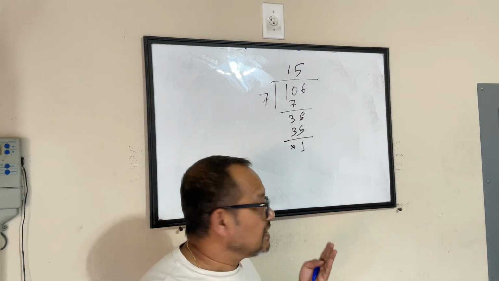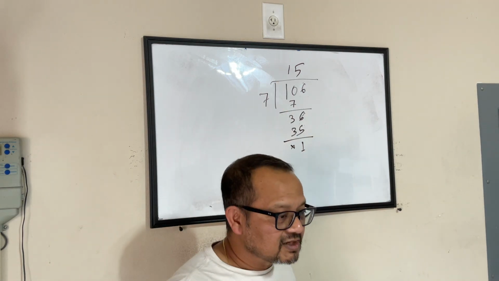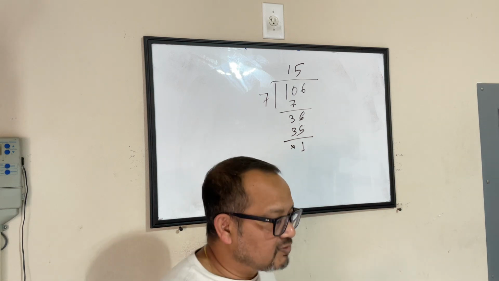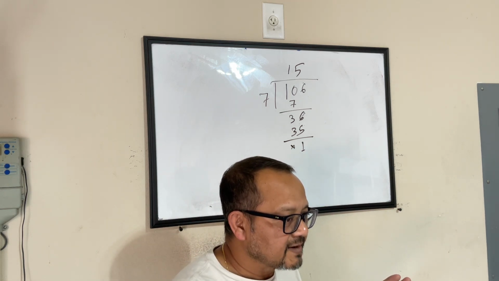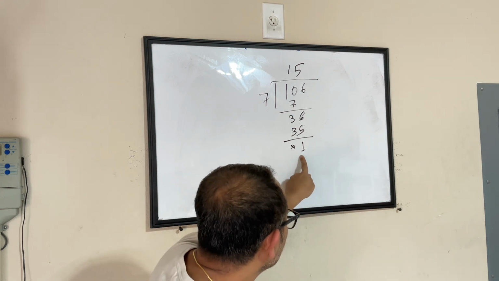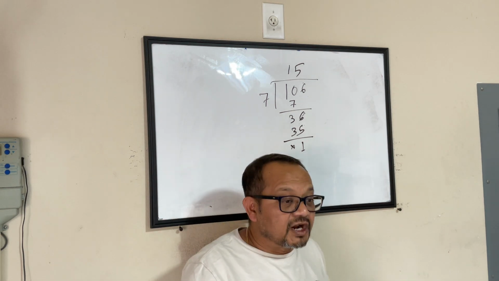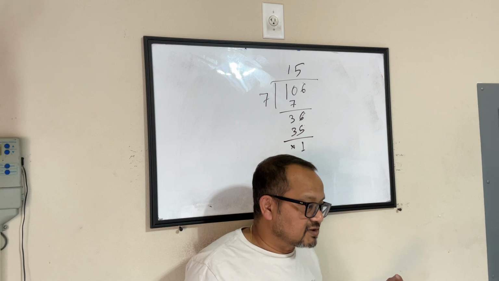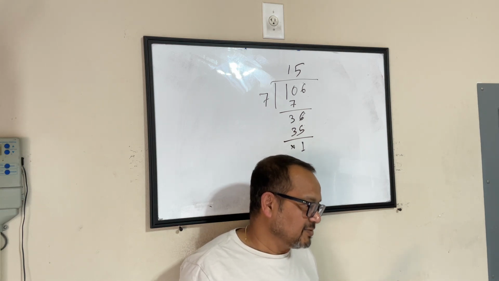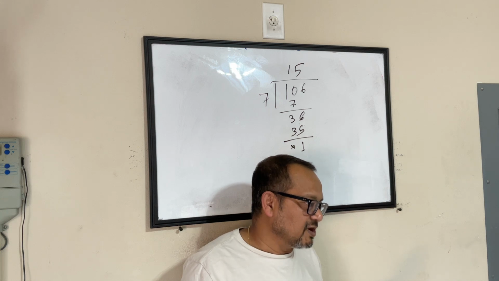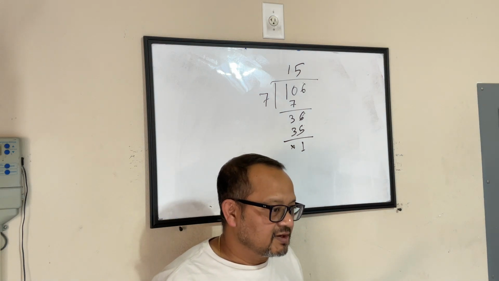Now you have to either put a decimal to get the decimals, or you have to stop here if you are just trying to convert to a mixed number. Yeah? So you will come to a point after which you cannot proceed without using decimals. Are you with me? Yeah?